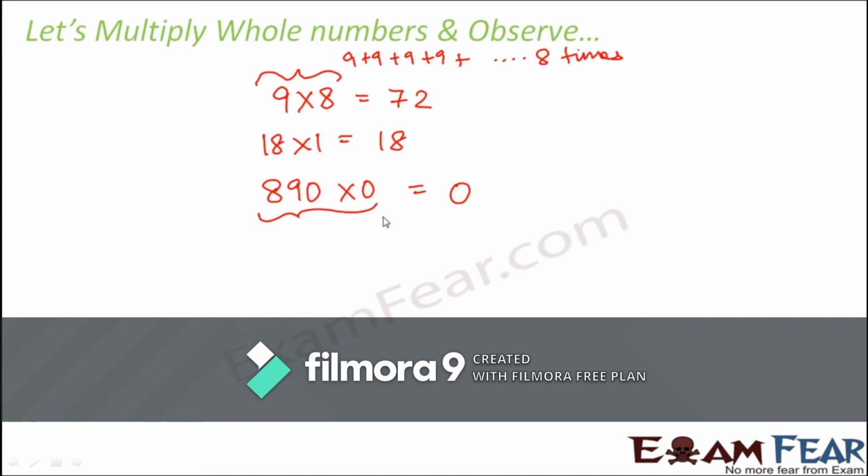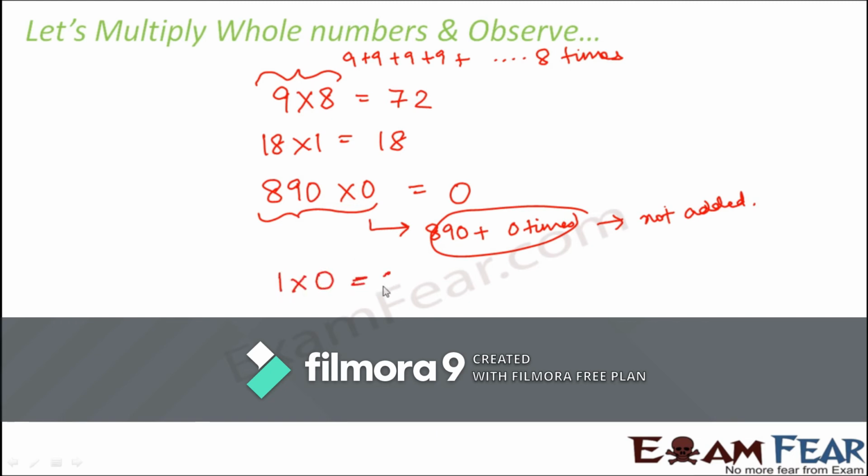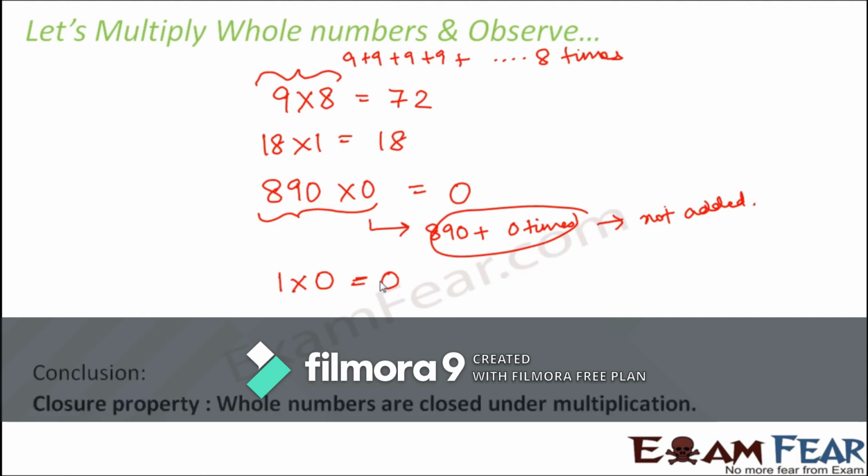Now when you say 890 into 0, what do you actually mean? That 890 is added 0 times. That means basically 890 is not at all added. Now when you have not added 890 at all, what will be the result? The result will definitely be 0. So you multiply any number with 0, the result would always be 0. So in this case, again you observe that the result is always a whole number. So the conclusion here again is whole numbers are closed under multiplication. So whenever you multiply any two whole numbers, the result must be a whole number.